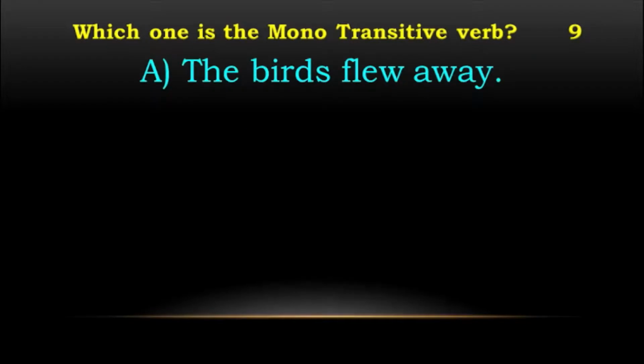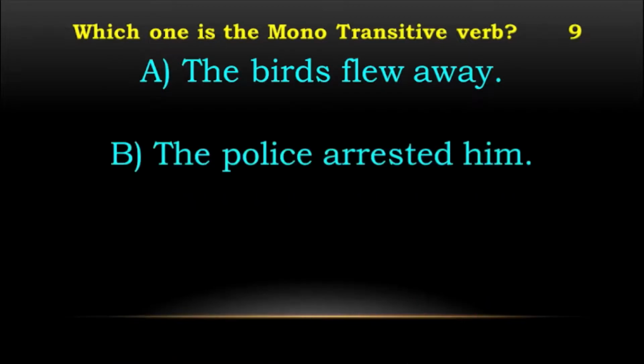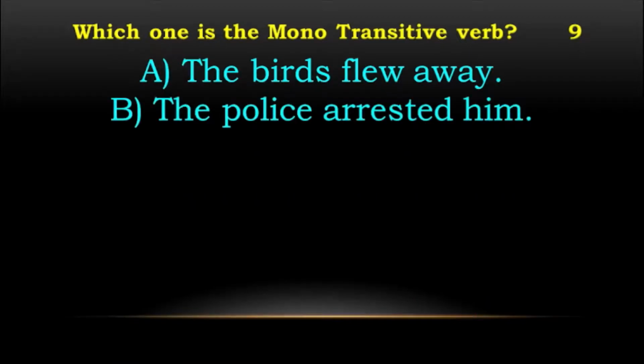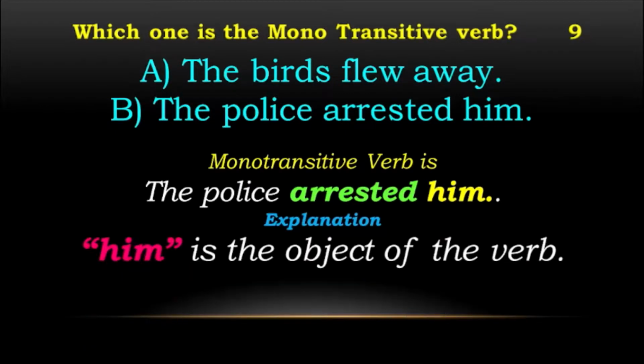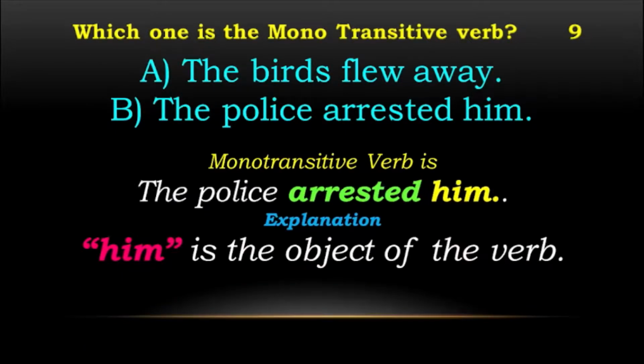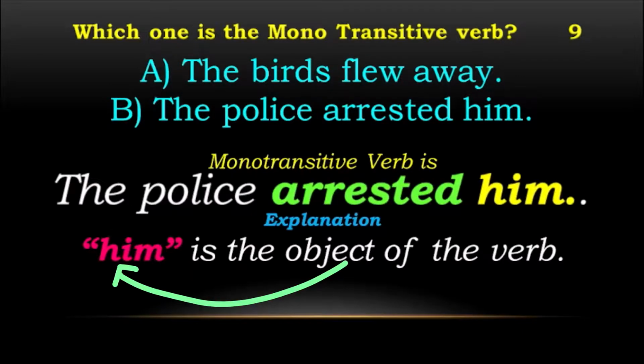Which one is the monotransitive verb? The birds flew away. The police arrested him. Yes, the monotransitive verb is in the police arrested him. Arrested. Him is your direct object here. Him is the object of the verb, and arrest is a monotransitive verb.